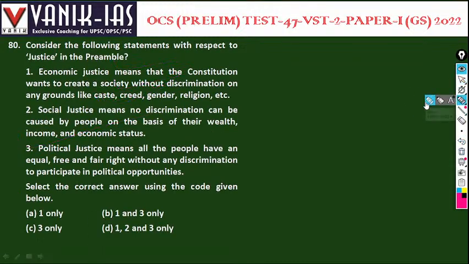Next question: what is the following statement with respect to justice in the Preamble? Economic justice means the Constitution wants to create a society without discrimination. No, that is social justice, not economic justice. Social justice means no discrimination can be caused to people for the rest of their wealth. This is economic justice. Political justice means all people have equal and free rights to political opportunities. The three only is the answer.